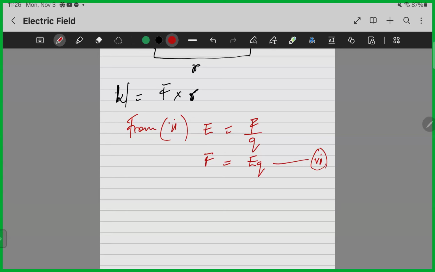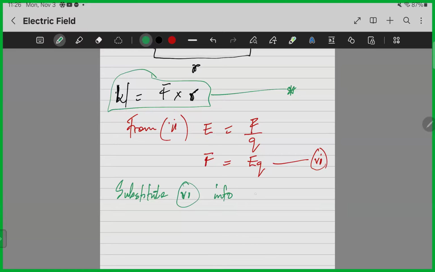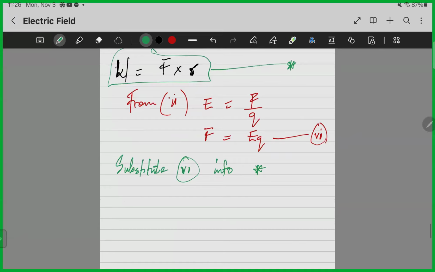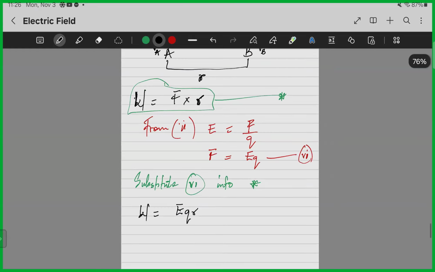Let me call this general equation star. If I substitute 6 into star, you'd have W, which is the work done, written as EQR this time around. That's just straightforward algebra. That's math. Once you do that, you are fine, but we can still make another substitution.